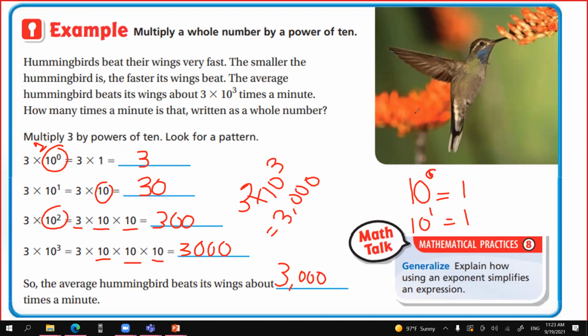This is how to multiply a whole number by a power of 10. Is it clear?